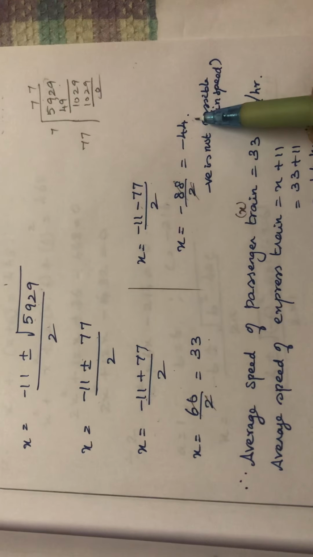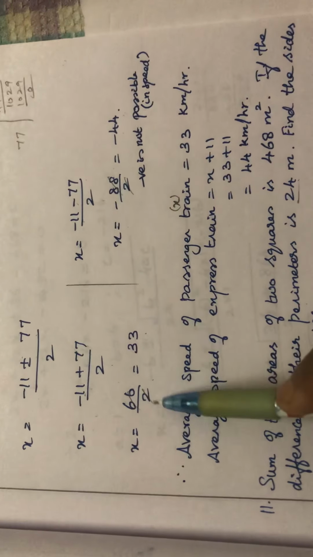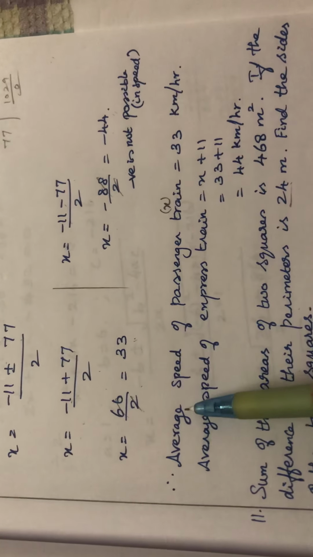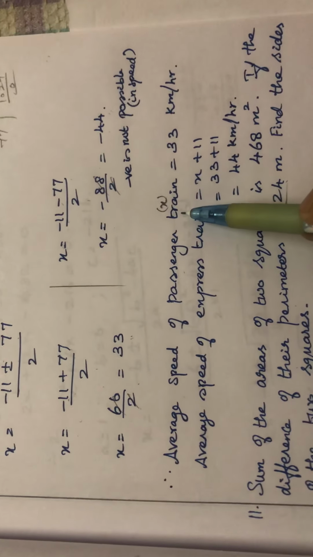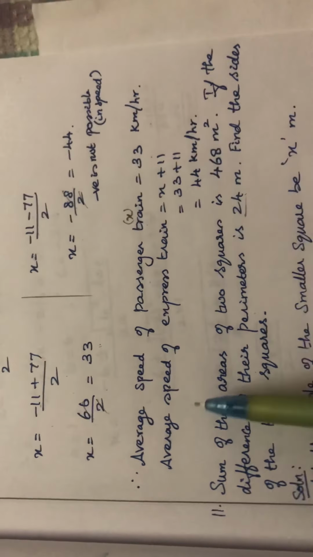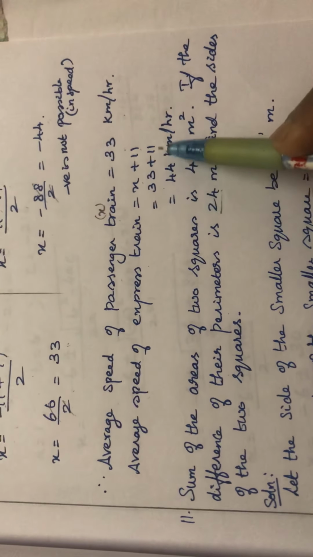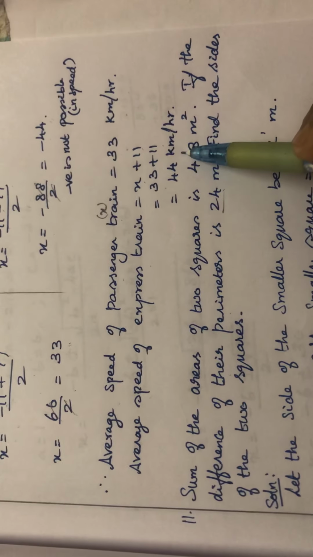Speed cannot be the negative value, so this is not going to be considered. So what is the speed? x is equal to 33. That is, the speed of the passenger train, which we have assumed as x, is 33 km per hour. So what will be the speed of the express train? x plus 11, that is 33 plus 11, 44 km per hour.